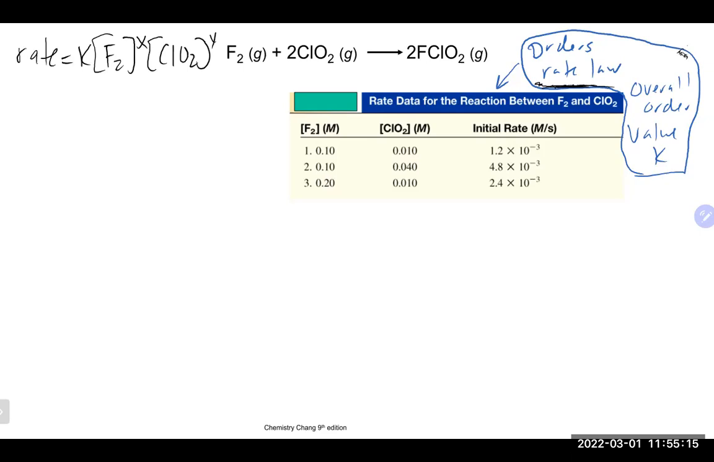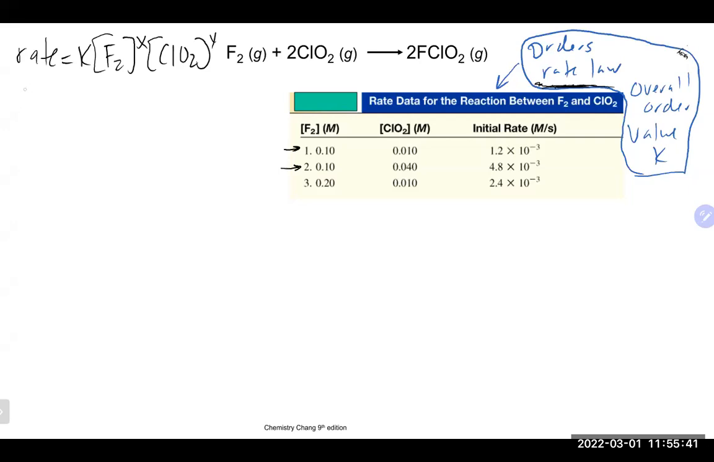And again, we're looking for one reactant to remain constant, the other one to vary. And by the way, obviously, if you had more than 2 reactants, you would want to keep all but one constant and only vary 1 at a time, so you don't get too many unknowns. By looking at this, we can clearly see 1 and 2 will achieve that for us. The F2 concentration remains constant, while the ClO2 concentration varies.